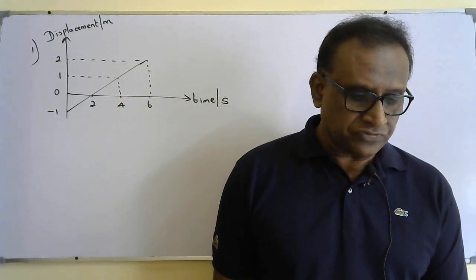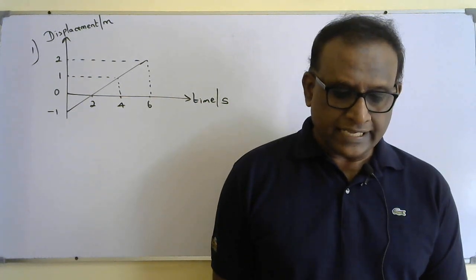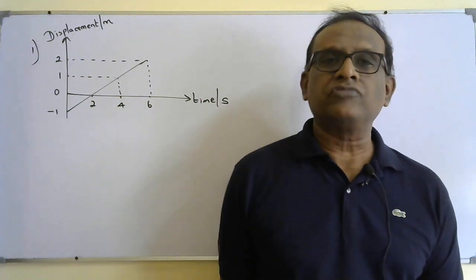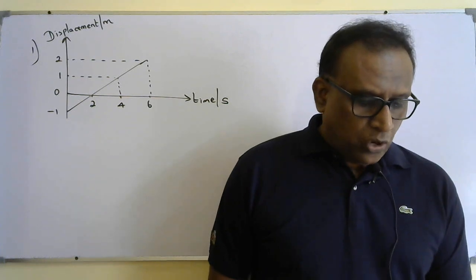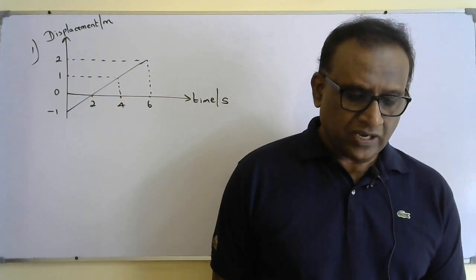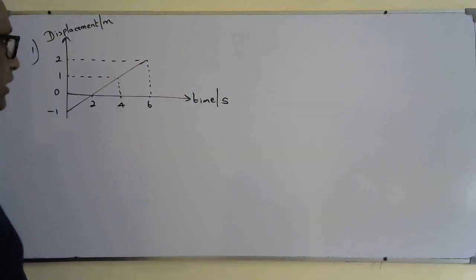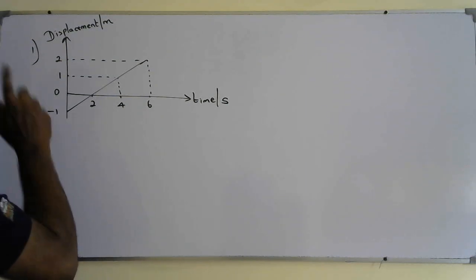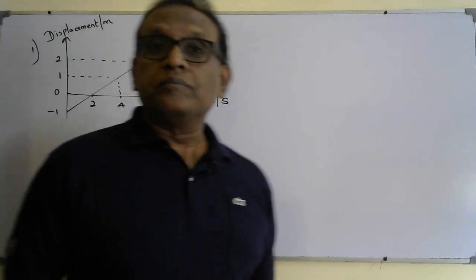A student walks for 6 seconds. The displacement time graph for the student is shown. He is walking on a floor. Which row of the table shows the final displacement and the velocity of the student? You can see in this displacement time graph, the displacement starts from the negative side, then finally the displacement is positive 2.